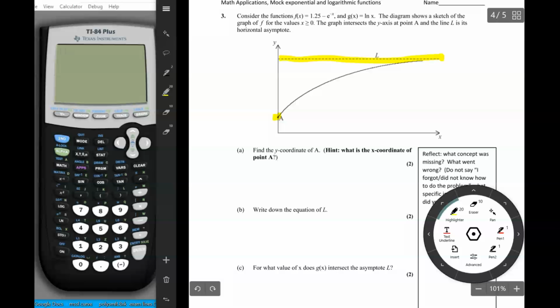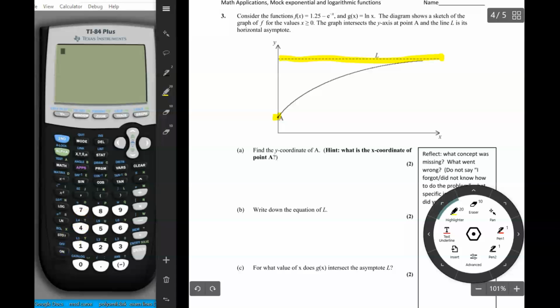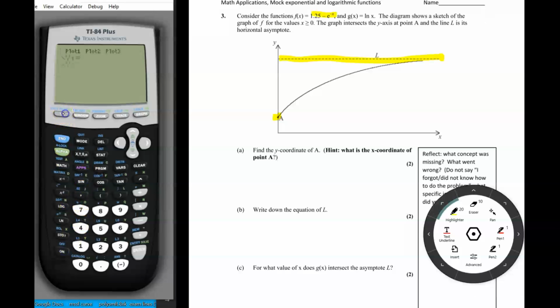First thing it says is find the y-coordinate of A. The hint says, what is the x-coordinate of point A? It says that point A is where the graph intersects the y-axis, so that's the y-intercept, right? Well, we already know what the function looks like. It looks like 1.25 minus e to the negative x. So why don't we program that into the y equals screen?